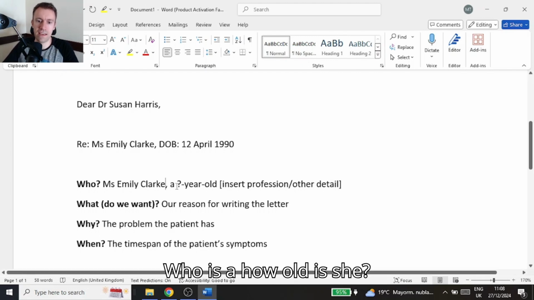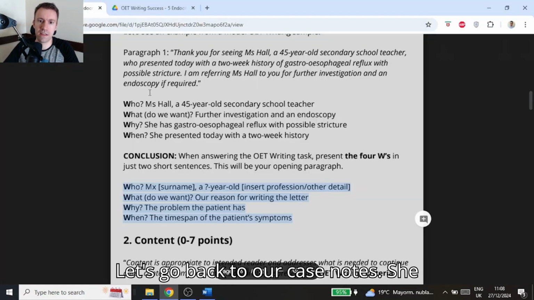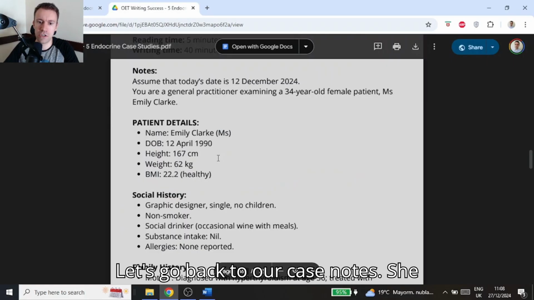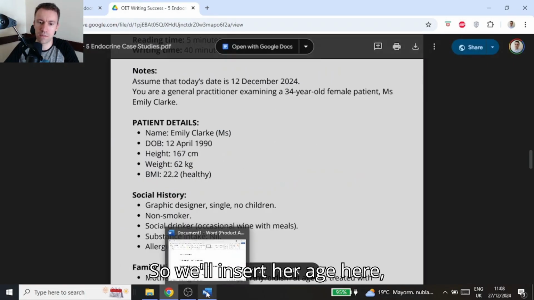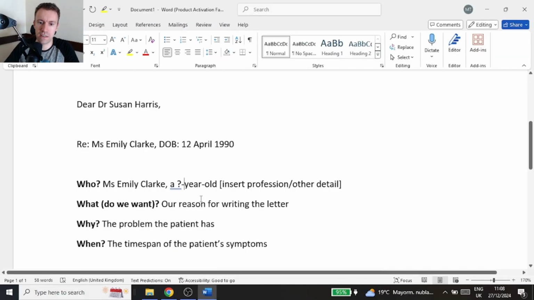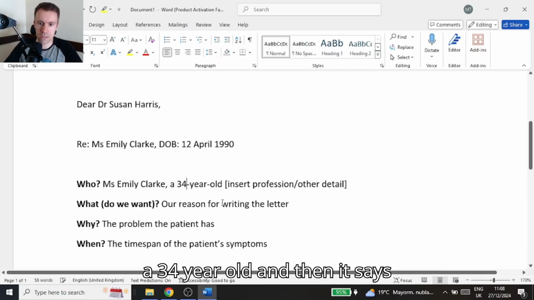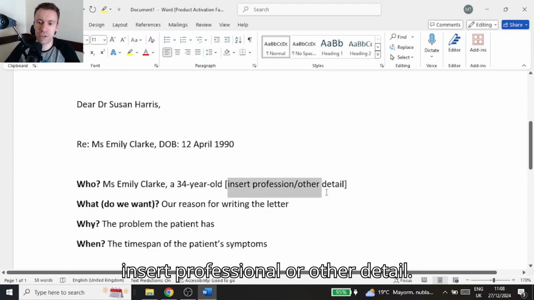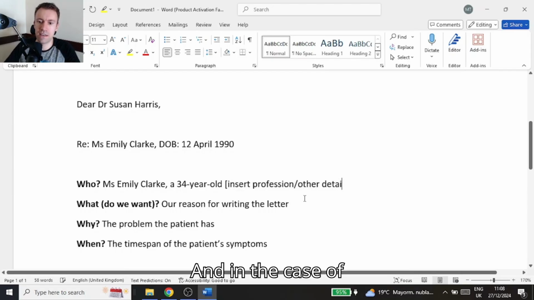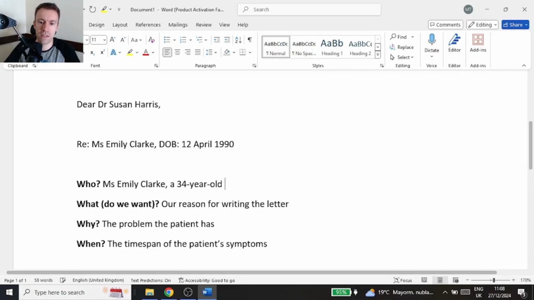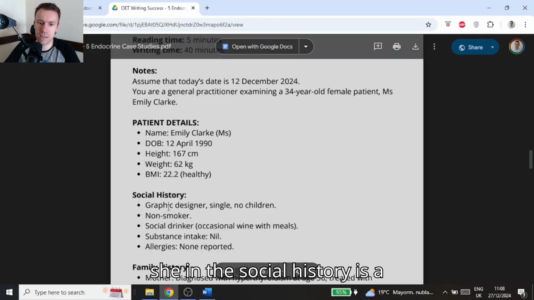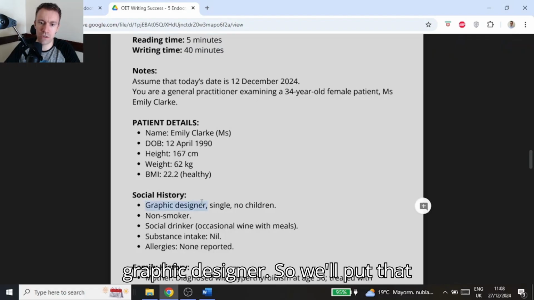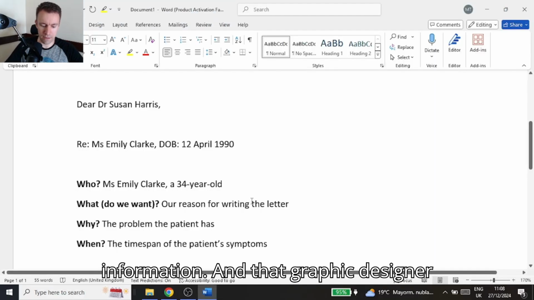How old is she? Let's go back to our case notes. She is a 34-year-old, okay? So we'll insert her age here, a 34-year-old, and then it says insert professional or other detail. And in the case of Emily, it says here that she, in the social history, is a graphic designer. So we'll put that information in there, graphic designer.